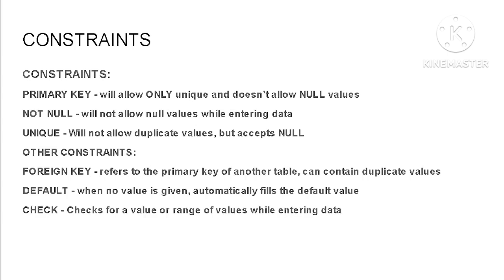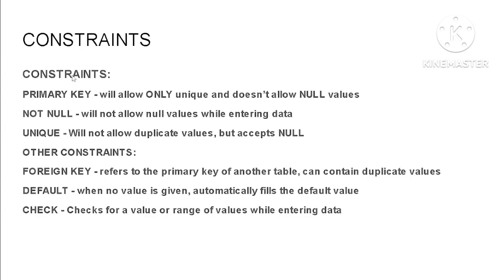The ones which are covered in our syllabus are the primary key, not null, unique. So in our syllabus, we have three constraints. There are other constraints called foreign key, default and check. We will learn these three also. Now what is a primary key? A primary key is a field which allows only unique values and you cannot leave a primary key null.